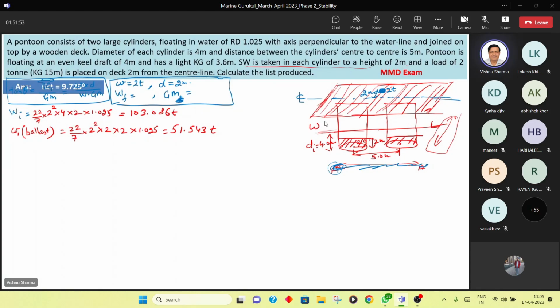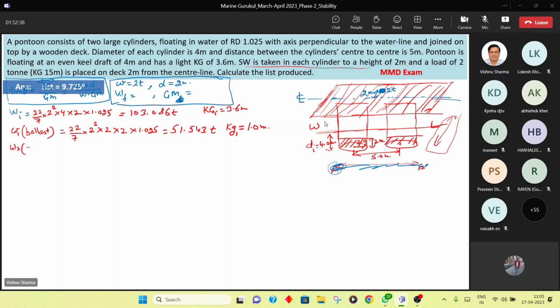Very good. Guys, what is the light ship KG given to us in the question? KG is 3.6 meters. Okay, 3.6 meters. Guys, can you tell me what will be the KG of this water ballast, KG1? 1 meter, beta. Half the sounding, na beta? Yes or no? Yes, sir. Okay, very good.